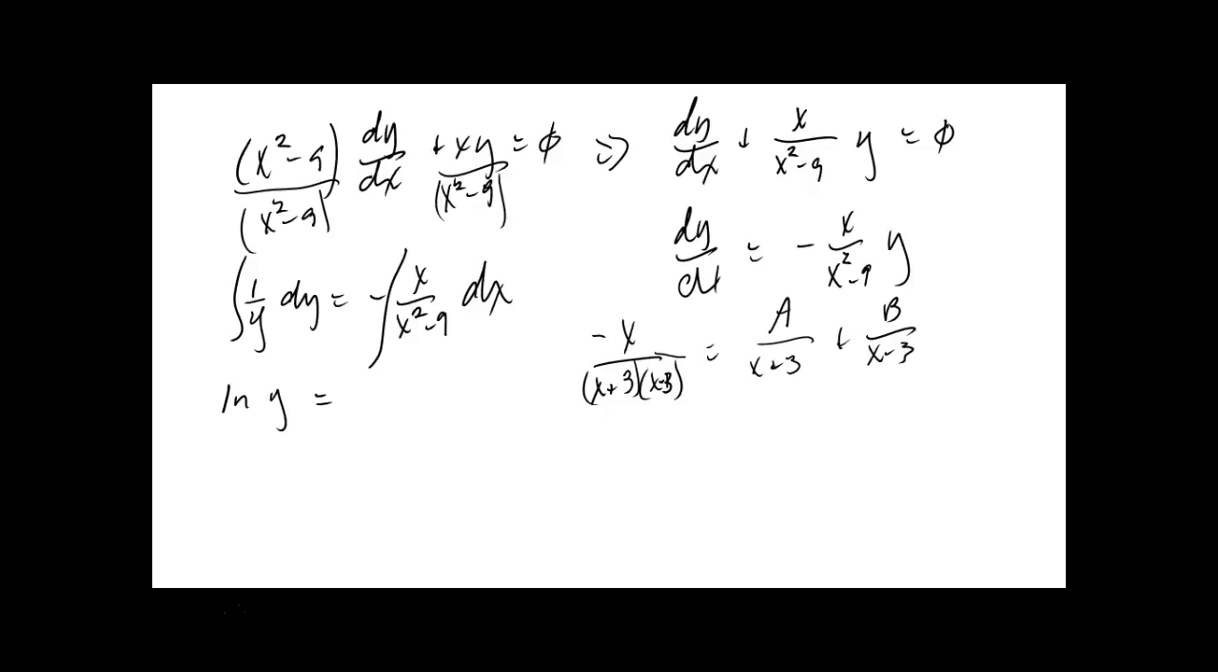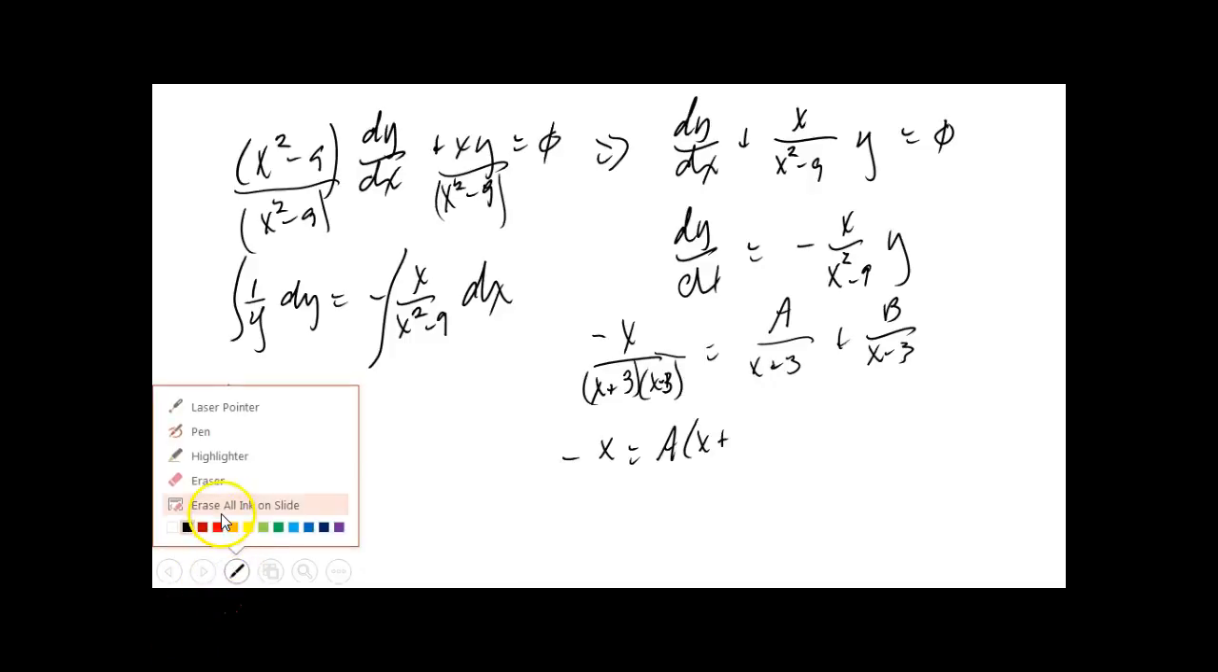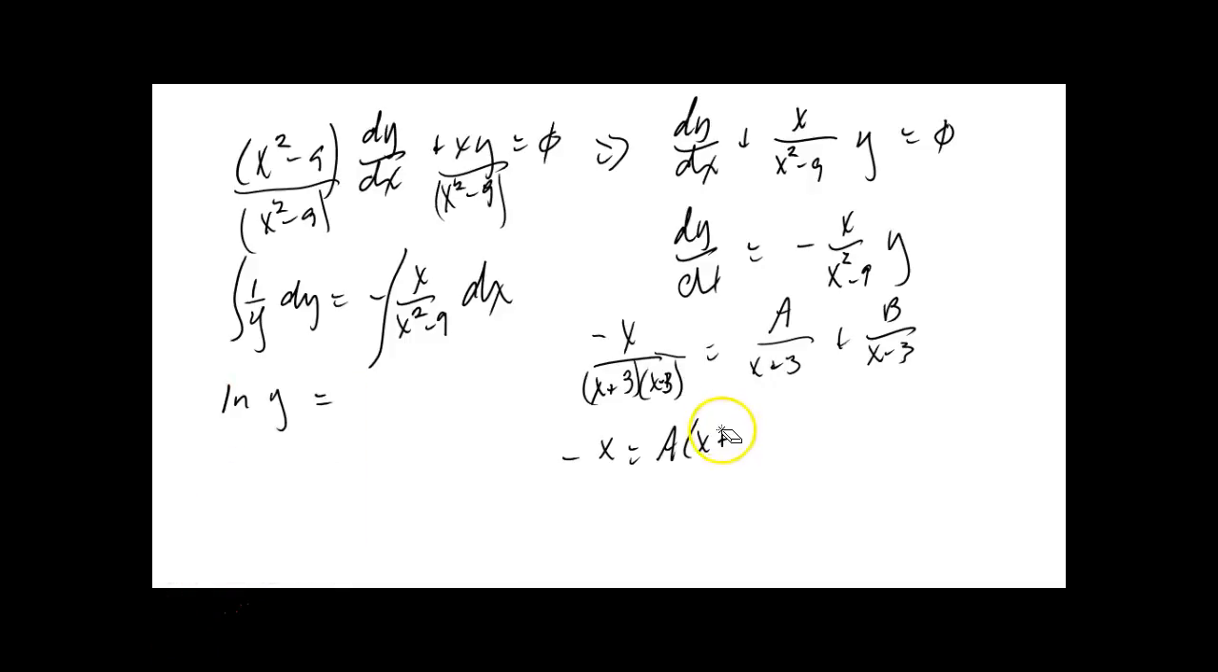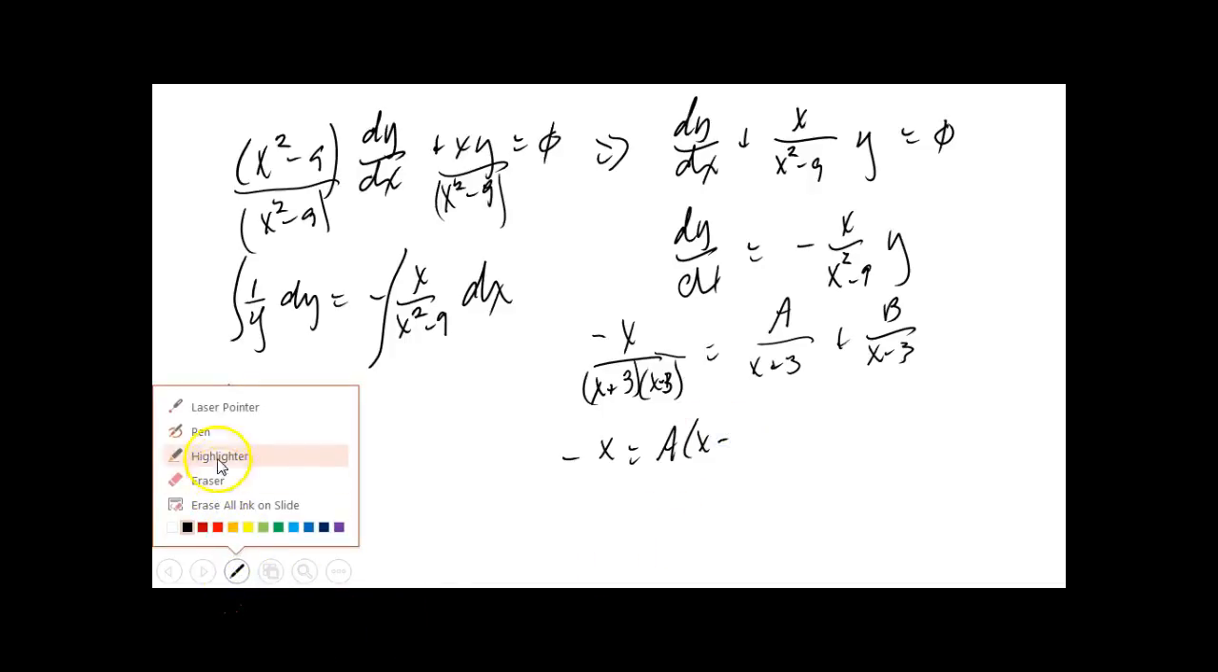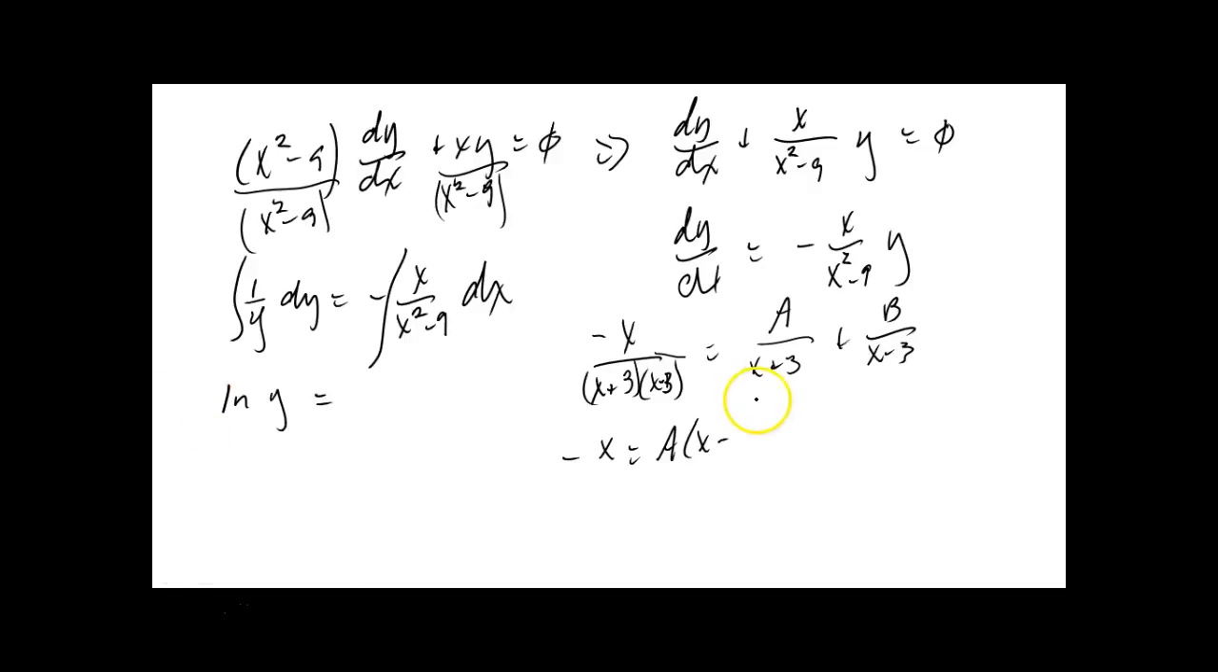Alright, and we multiply by the original denominator. That gives you minus x is equal to A times x minus 3... no, plus. Oh wait, yeah, I can't read my own writing. I was thinking that was the minus there, it's the plus. Okay. X minus 3 plus B times x plus 3.